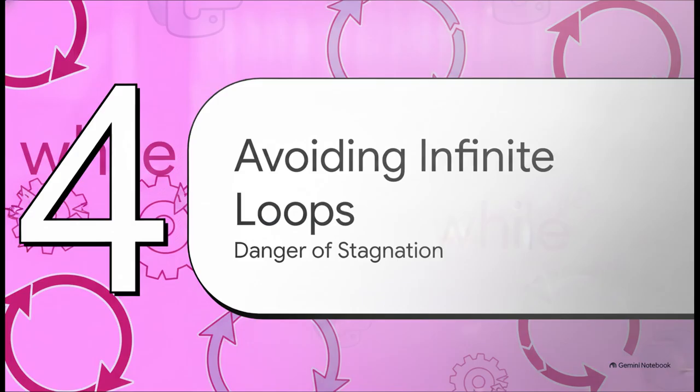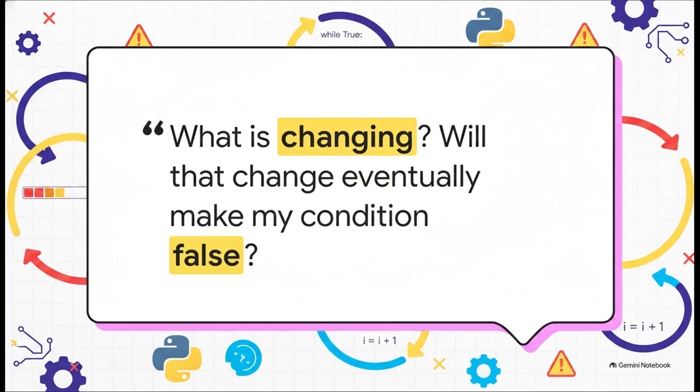Which leads us nicely to section 4, avoiding infinite loops, the danger of stagnation. So, what happens when we forget one of those critical 5 steps, specifically the update step? Well, if you forget to update your variable, the value never changes. And if it never changes, the condition never becomes false. Your program will just run forever in an infinite loop until it completely freezes your system and ruins your entire afternoon. Actually, to prevent this, I want you to ask yourself these 2 powerful debugging questions every single time you write a loop. What is changing, and will that change eventually make my condition false? If you can't confidently answer those, you've got a bug waiting to happen.